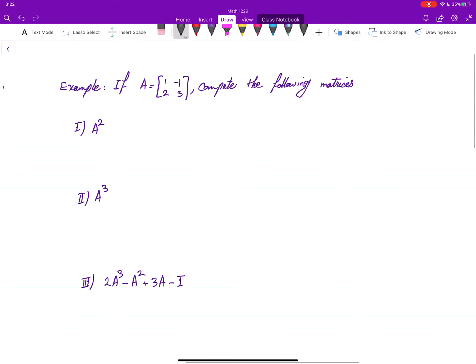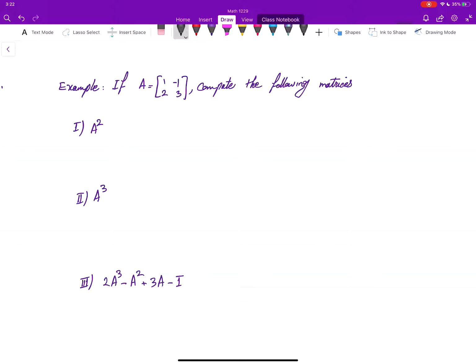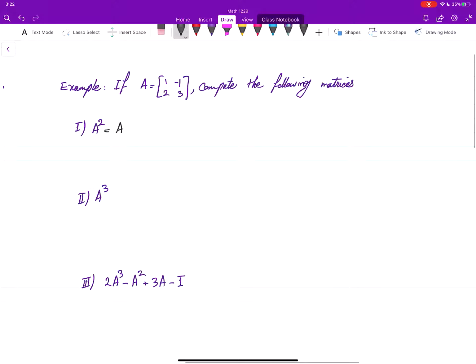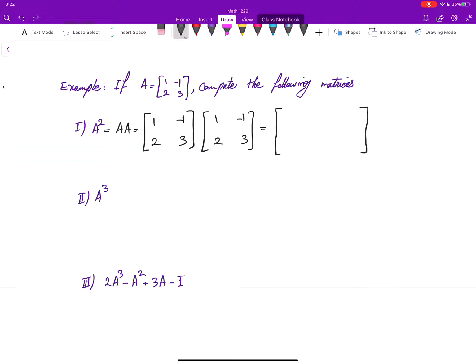I have a matrix given here. I want to find A squared and so on. So A squared means what? You multiply A to itself. Always you start with a square matrix, multiply it to itself, you get a square matrix of the same order. So it will be 2 by 2, and entries.